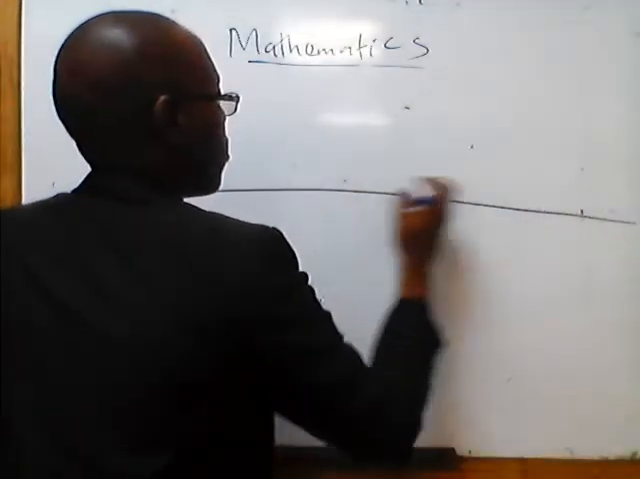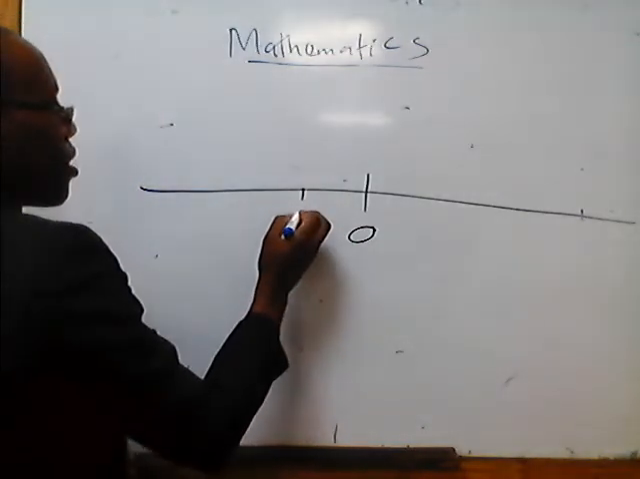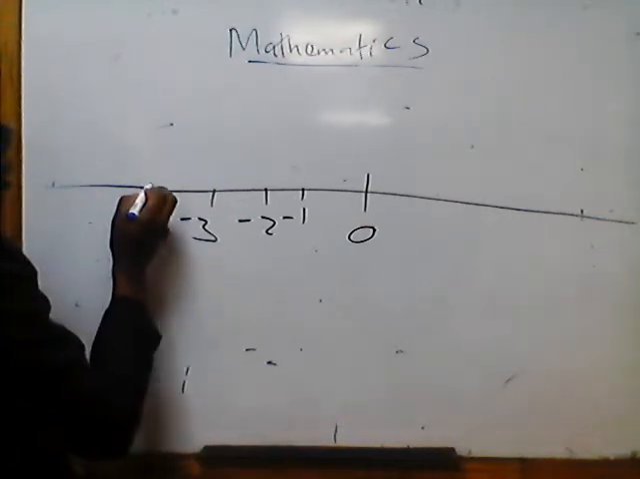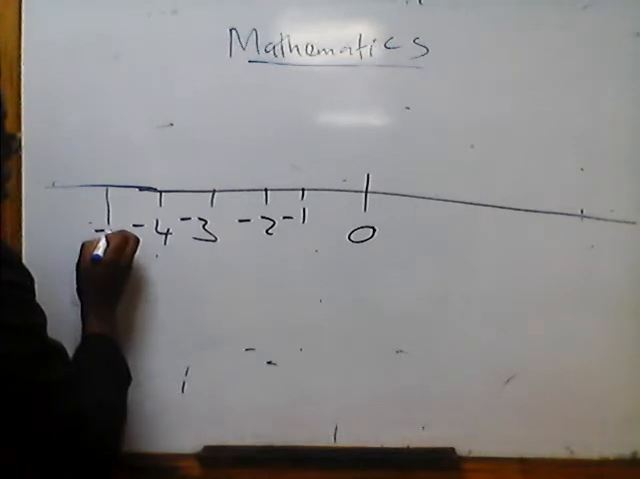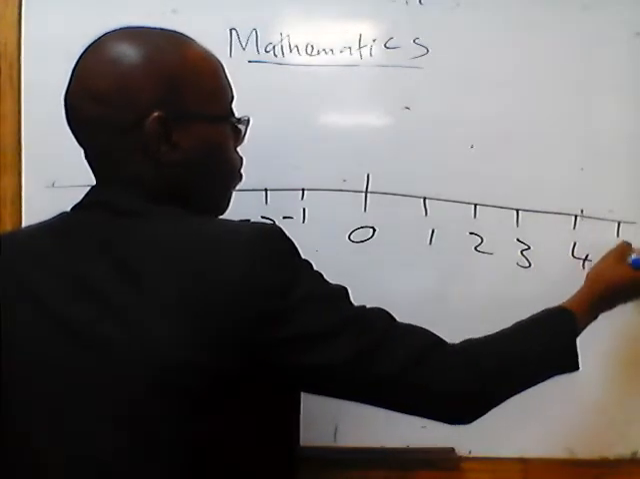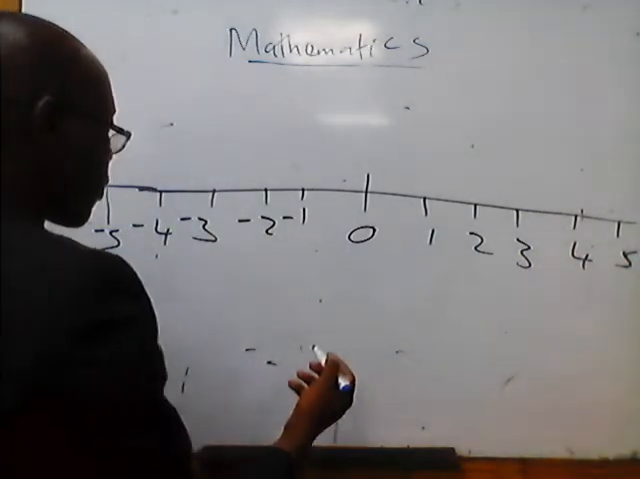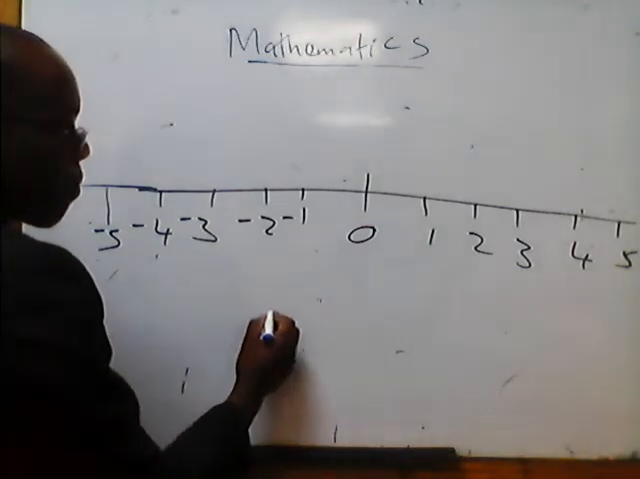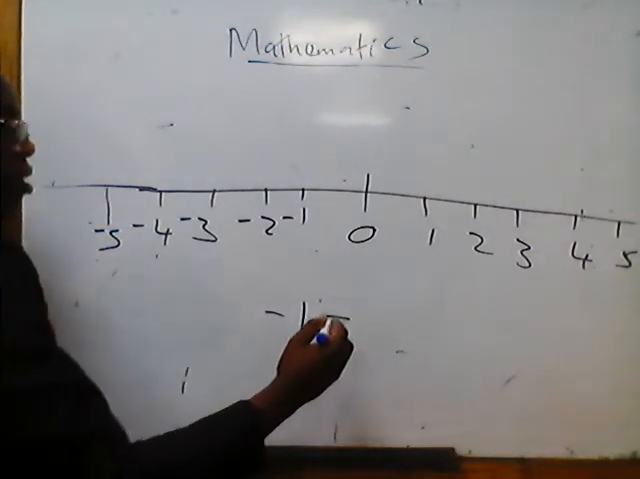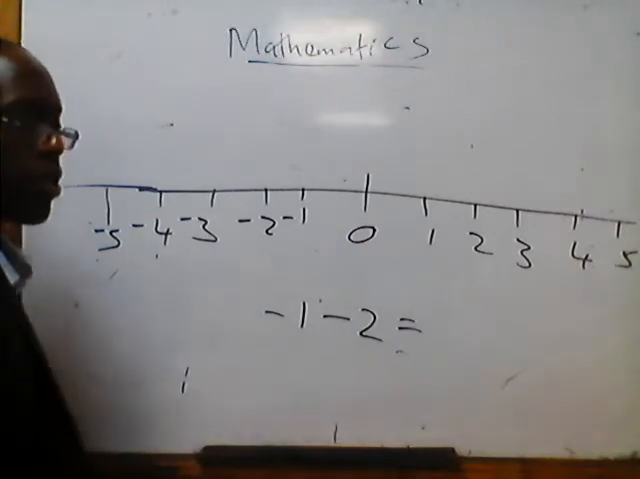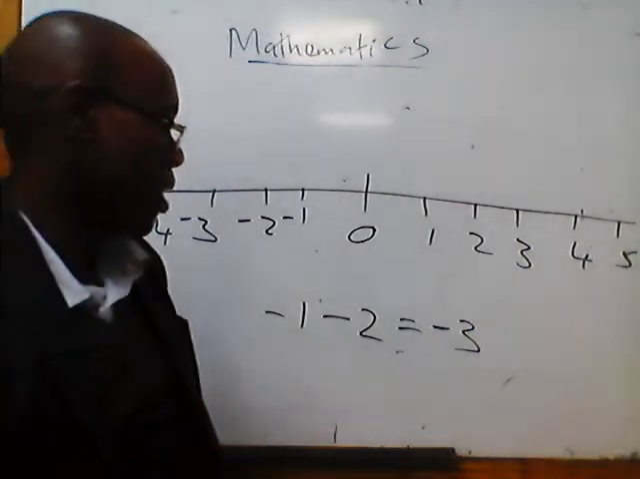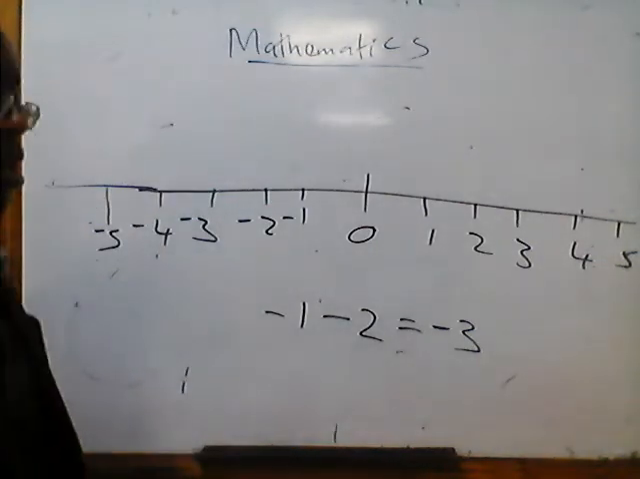So we have the number line: 0, and then we have -1, -2, -3, -4, and then -5, and then maybe 1, 2, 3, 4, 5. And then you are given a question like -1 and then -2. So -1 - 2 is supposed to be -3, according to the calculator.